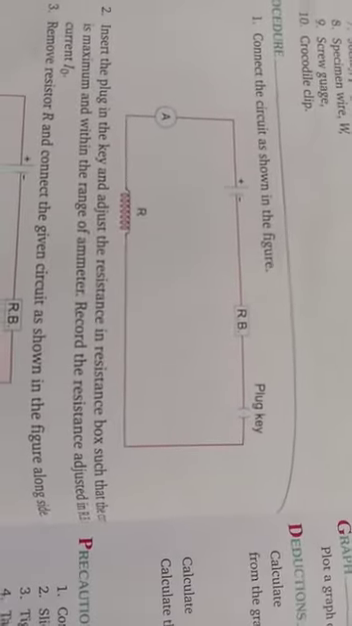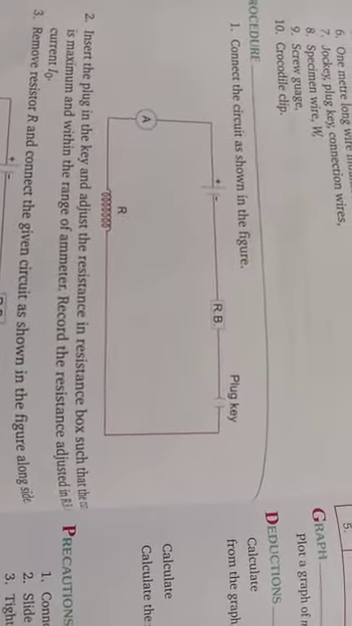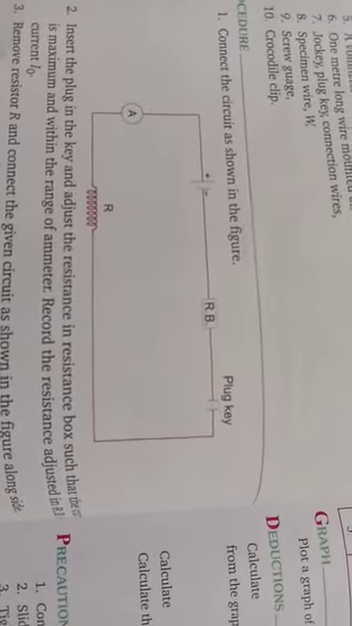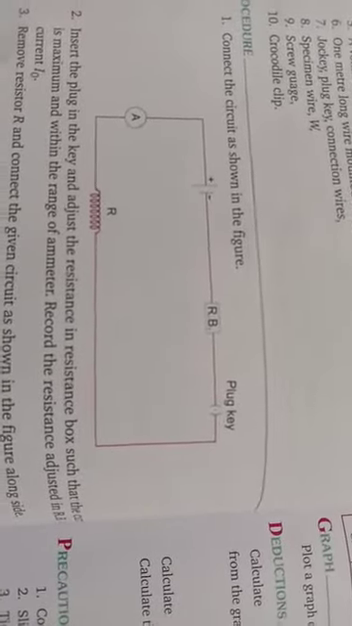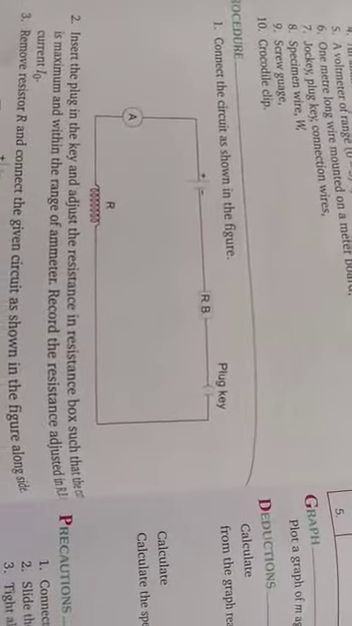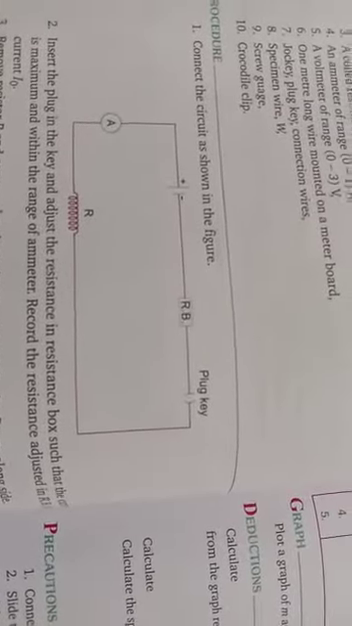What you do, initially we keep the resistance box resistance such that the current is maximum, and for that we find out the value of I0 and the resistance for which I is maximum.